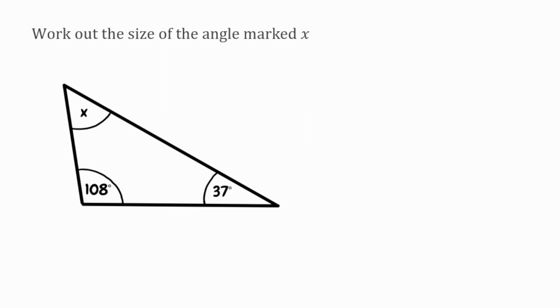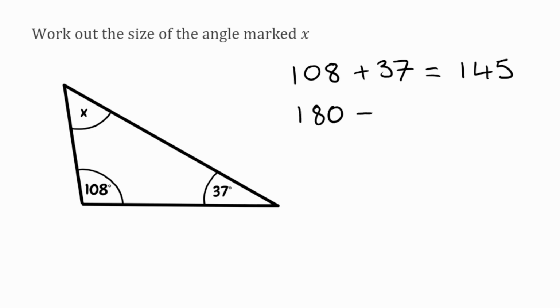Okay, moving on, we've got to find the missing angle marked x again. In this question, we've got our angle x at the top. We've then got 108 and 37 at the bottom. Again, because we know that they will all add up to 180, we're just going to add the angles that we know. So 108 add the 37 gives us 145. Then all we need to do is take that 145 away from 180. That leaves us with 35. So our missing angle x for this question would be 35 degrees.